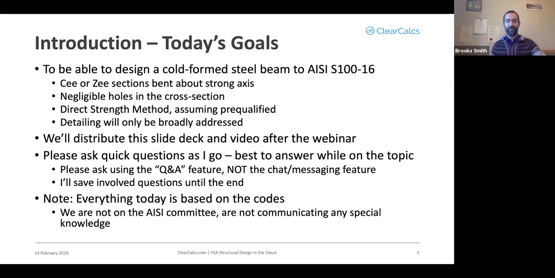And just a quick note, everything I'm going to be saying today is going to be based upon the codes and AISI S100. Cold form is my area of specialty. I've done a bunch of research in it, so I do have some knowledge of likely changes that will be upcoming and things that I do and don't like about the standard, but I'm not on the committee and I'm not intending to be communicating any of those opinions in this webinar. So strictly based upon the codes.